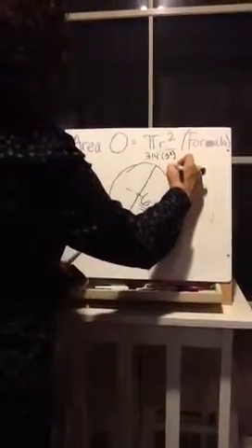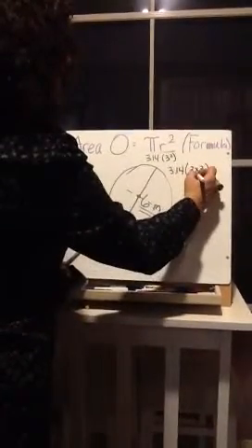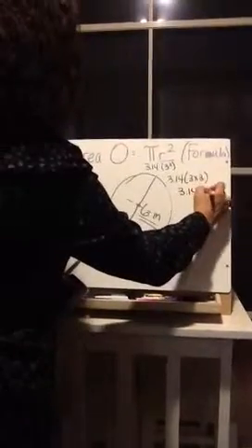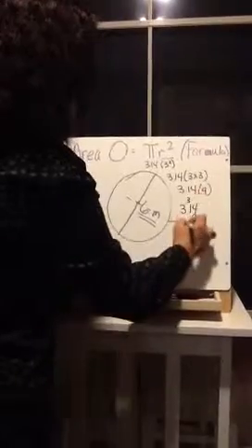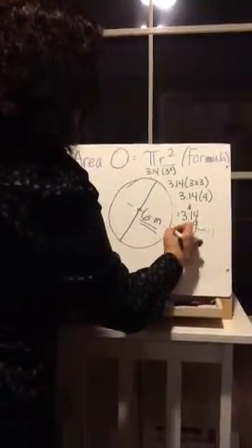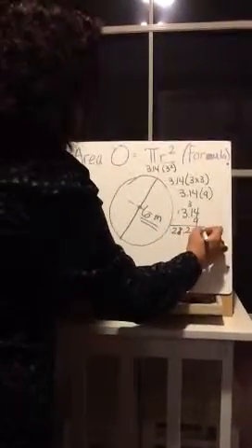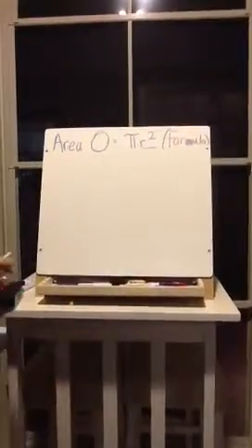So we're going to have 3.14 times 3 times 3. 3 times 3, I hope you know, is 9. 3.14 times 9, and that is going to give us the area. And 2 decimal places, and what did I tell you? It's square meters.